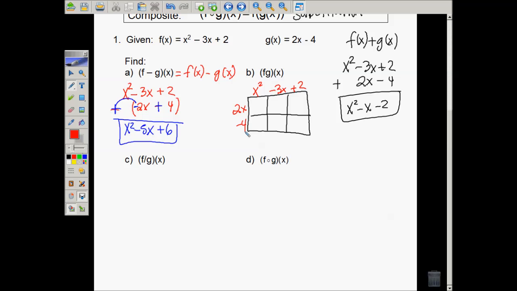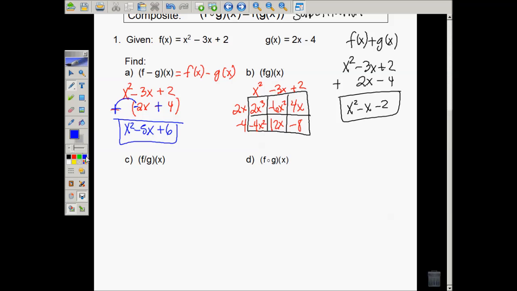So I have 2x times x squared, which is 2x cubed. I have 2x times negative 3x, which is negative 6x squared. I have 2x times 2, which is 4x. I have negative 4 times x squared, which is negative 4x squared. I have negative 4 times negative 3x, which is positive 12x, because a negative times a negative is a positive. I have negative 4 times 2, which is negative 8. So to find my answer, all I have to do is combine like terms.